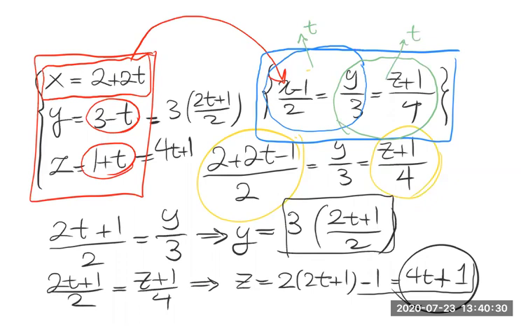If they agree, it means there's an intersection point. If they don't, it means there isn't any intersection point. So you could use either method.